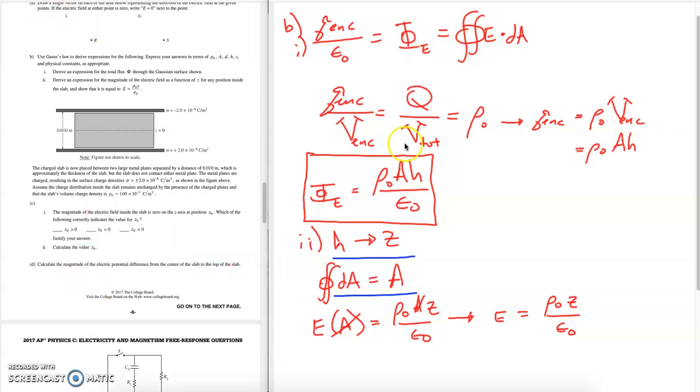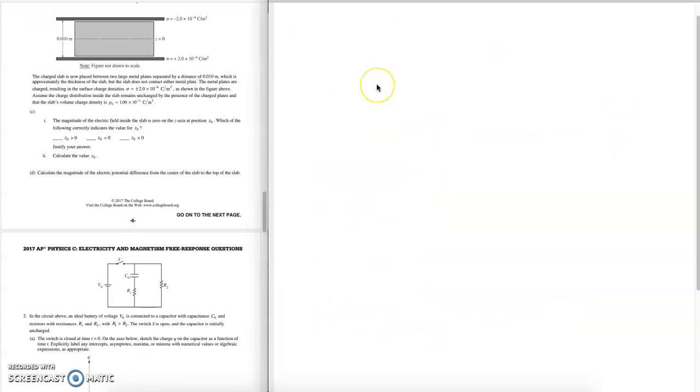And I'm also going to need more space to write on, so I'll pause and get rid of all of that. Down in part C, now we're going to take that slab and put it in between two charged plates, and note that the top plate is a minus and the bottom plate is a plus. They have the same charge density, but we got a minus and a plus here, and keep in mind that this guy is a plus rho naught. That's going to matter again now.